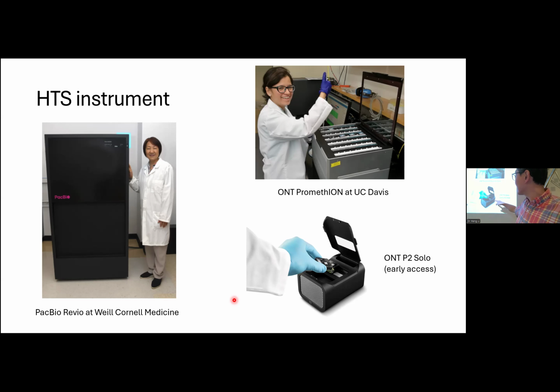And then this is the early access product. I'll actually use the fake laser here. This is the P2. They have 2 flow cells in here. You can see this is much smaller than both of the machines.